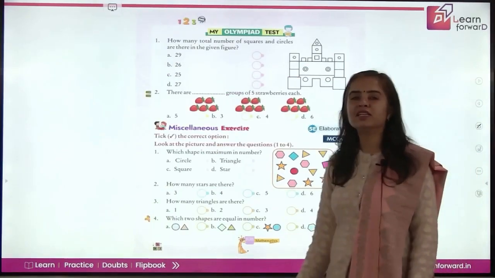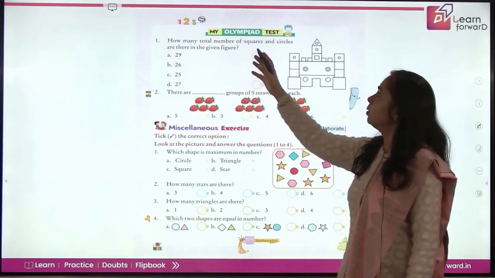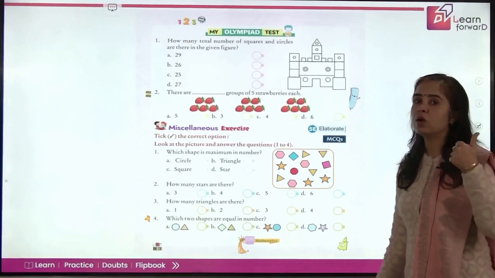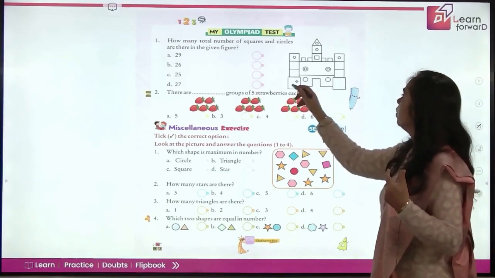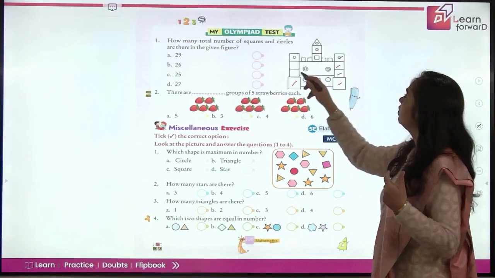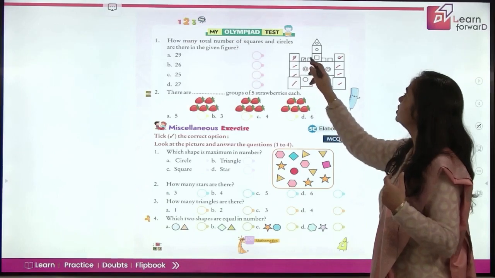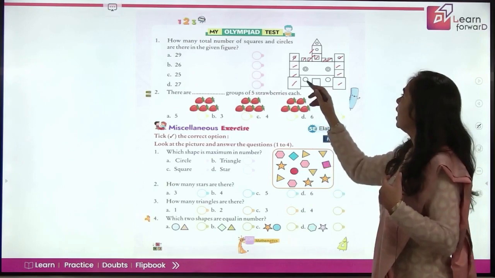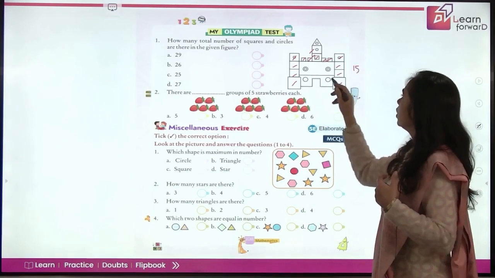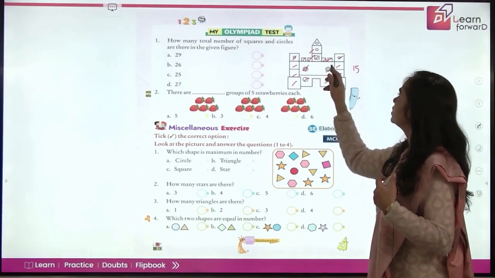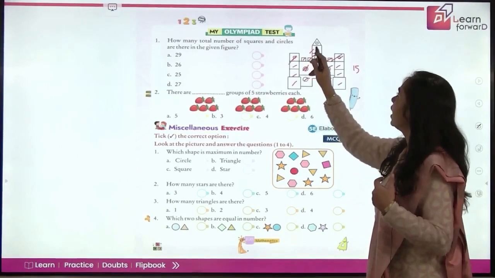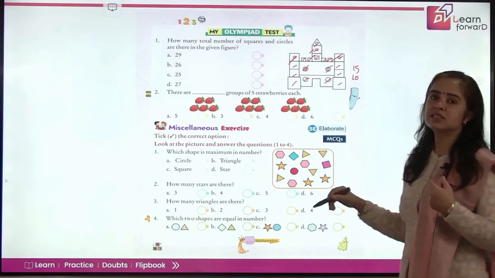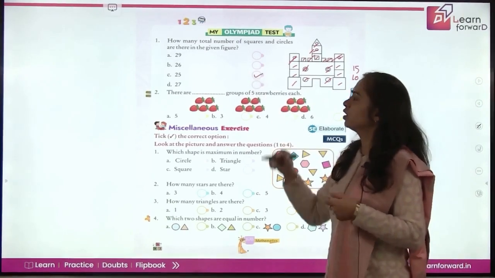Now, for the little champions, how many total number of squares and circles are there in the given figure? So, you just have to count the squares and circles. 1, 2, 3, 4, 5, 6, 7, 8, 9, 10, 11, 12, 13, 14, 15 squares, and then 1, 2, 3, 4, 5, 6, 7, 8, 9, 10. You have 10 circles. So 15 plus 10 is 25, your correct answer.